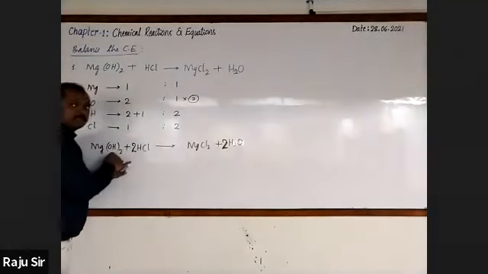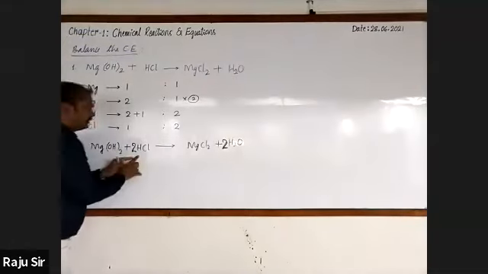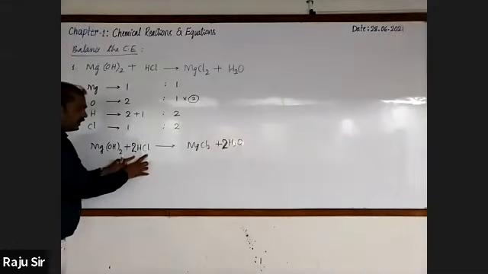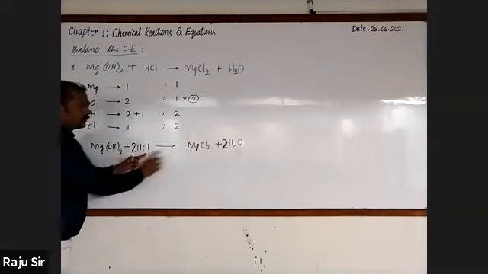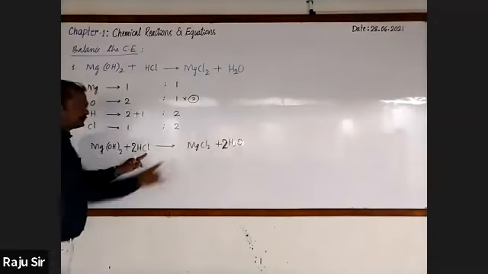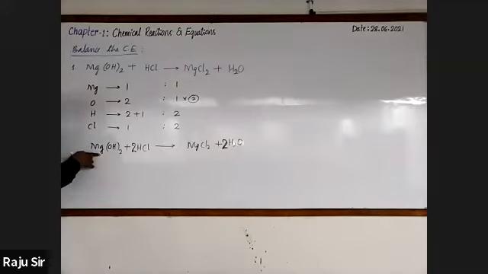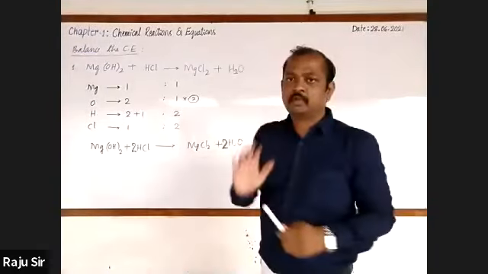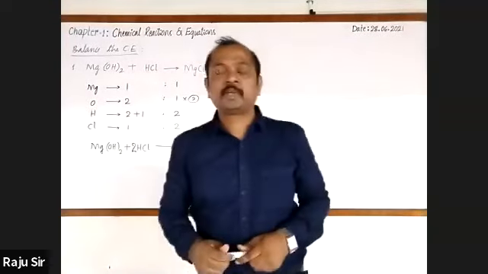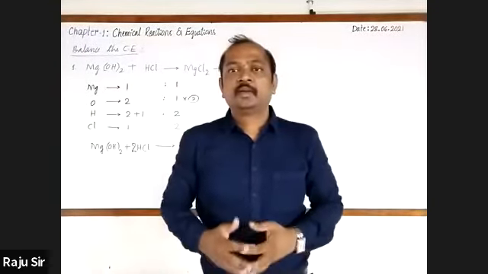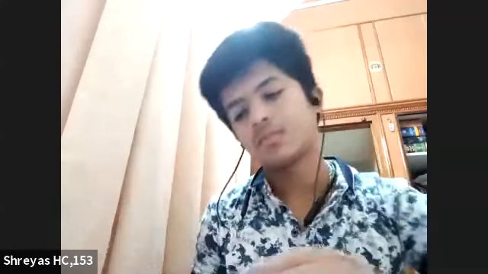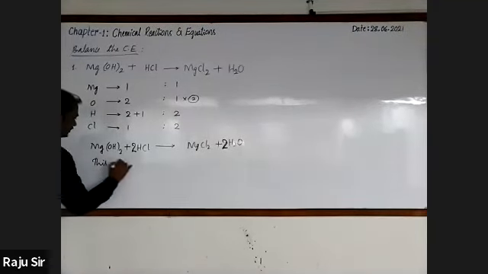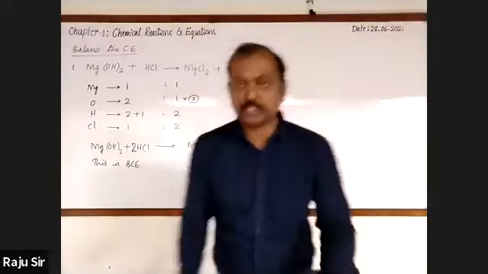Now oxygen is balanced, hydrogen is balanced. Next is chlorine: 2 atoms of chlorine, 2 atoms of chlorine, that is also balanced. Then take magnesium: 1 atom, 1 atom. So this is a balanced chemical equation. Got it? Vijayta, Gautami. Got it? Okay. This is a balanced chemical equation. So let me take one more.